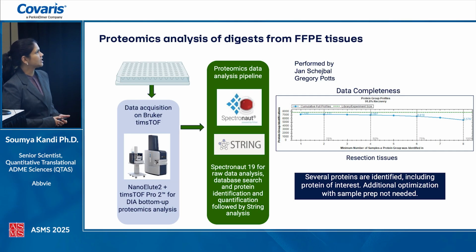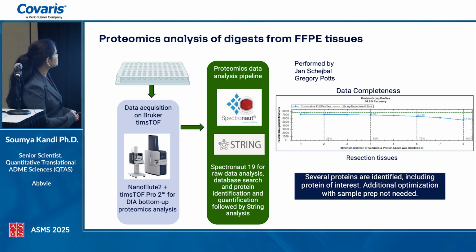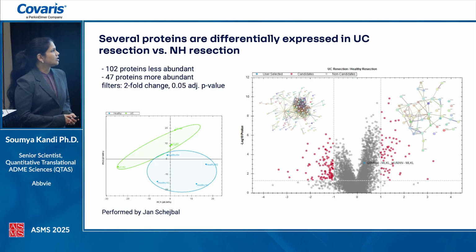So some proteomics data here. This work was performed by Jan Schabal and Gregory Potts. We are seeing anywhere between 5,000 to 8,000 proteins being detected on the timsTOF. And there are several proteins that are upregulated and downregulated in ulcerative colitis in comparison with the healthy tissues.